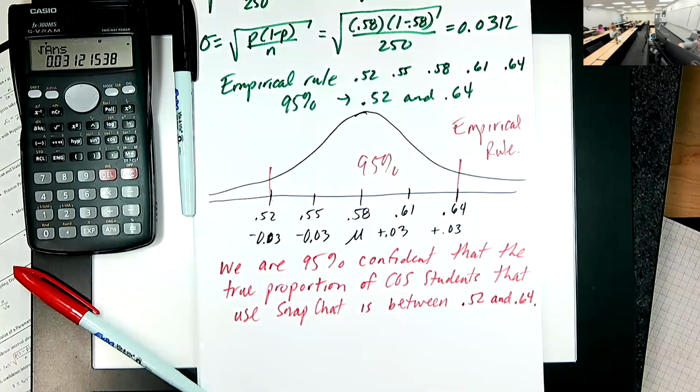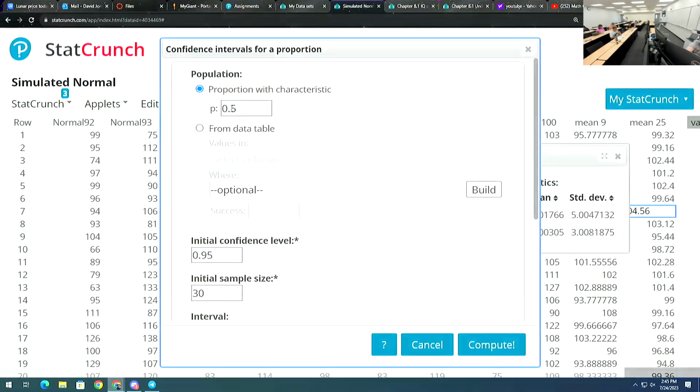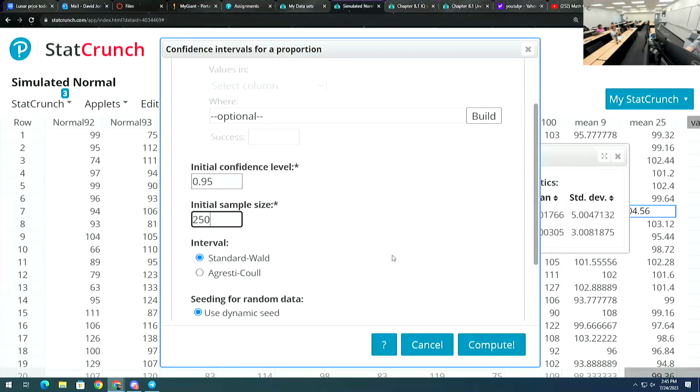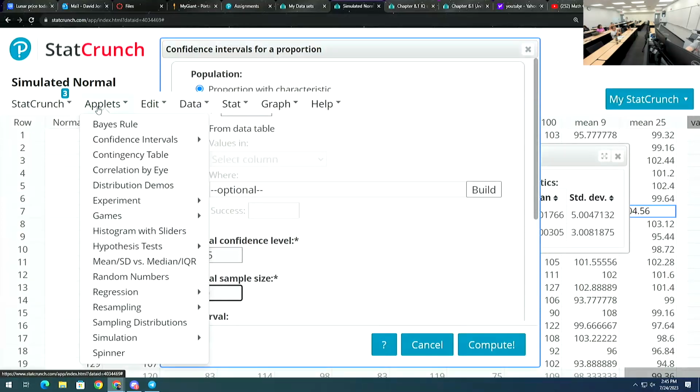All right. So the proportion we had was 0.58 for our Snapchat. I'm gonna do a little simulation. We're gonna go with the 95% confidence level, as a proportion 0.95, and our initial sample size was 250. Wait, where do you find this in StatCrunch? This was doing applets. You're not gonna need to do this, I'm just showing simulation, this is not how you're gonna do it.